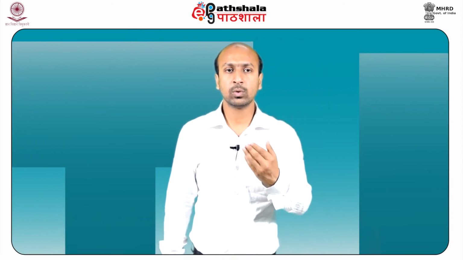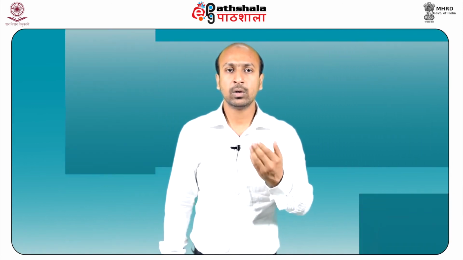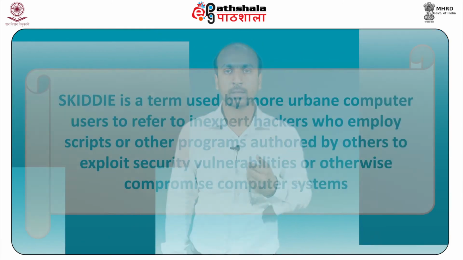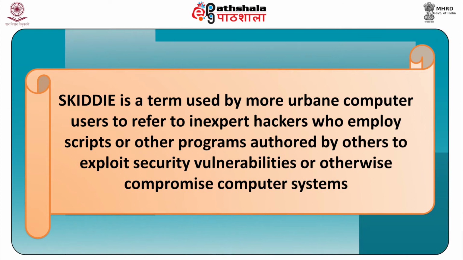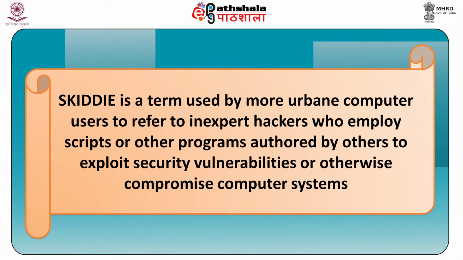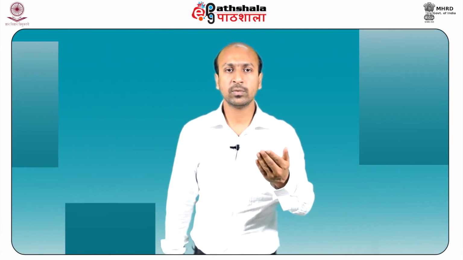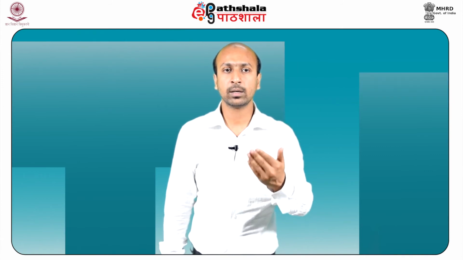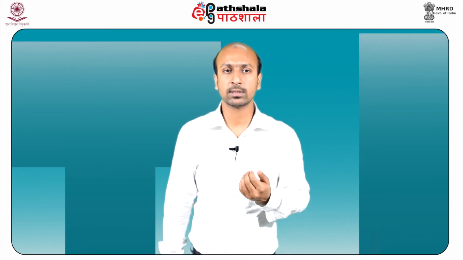Script kiddies, also known as skidoids, skiddy or vector skill deficiency (VSD), are the lowest life forms of cyber criminal. The term is a disparagement once used by more urbane computer users to refer to inexpert hackers who employ scripts or other programs authored by others to exploit security vulnerabilities or otherwise compromise computer systems. Technologically, the least sophisticated of all cybercriminals, script kiddies are generally not capable of writing their own programs and do not fully understand the programs which they are executing. Thus, they are not capable of targeting a specific system, but are limited to those targets which possess the identified vulnerabilities.